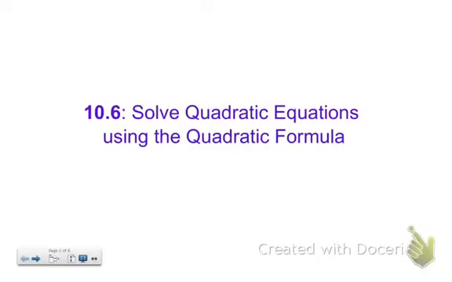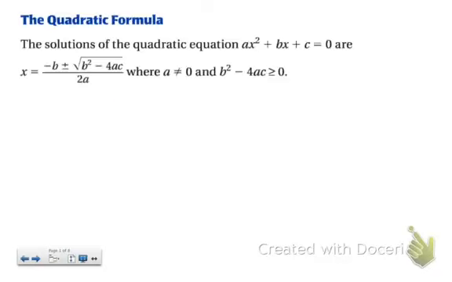This is section 10.6, solve quadratic equations using the quadratic formula. Okay, so the solutions of a quadratic equation in standard form, where ax squared plus bx plus c equals 0, can be found using this formula: negative b plus or minus the square root of b squared minus 4ac over 2a. Now that seems like a crazy formula. I actually have a song that we'll learn to help you remember it.